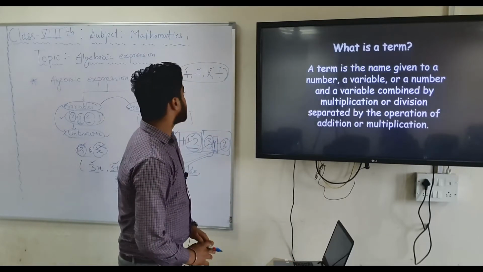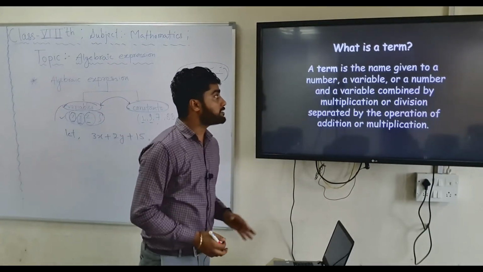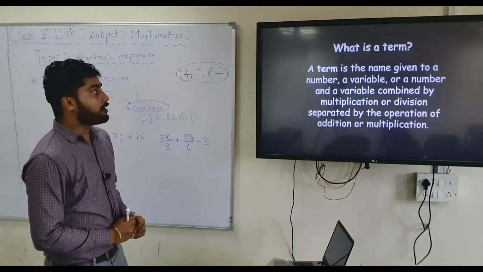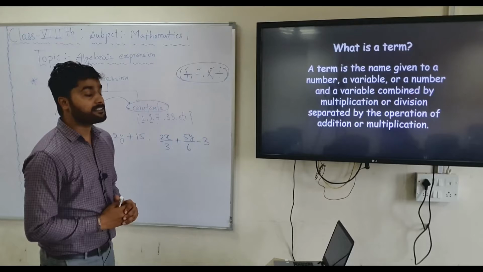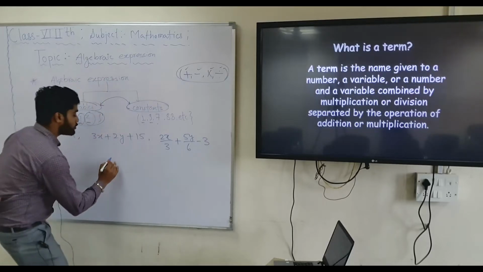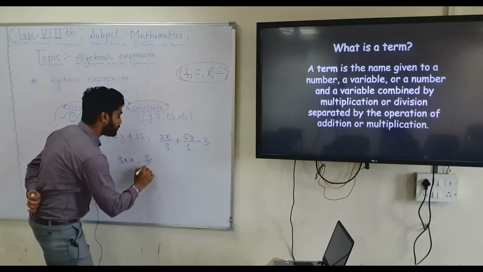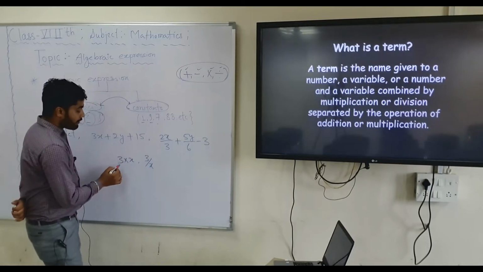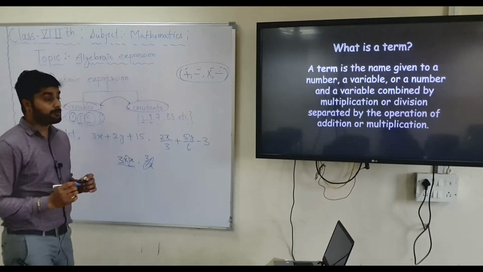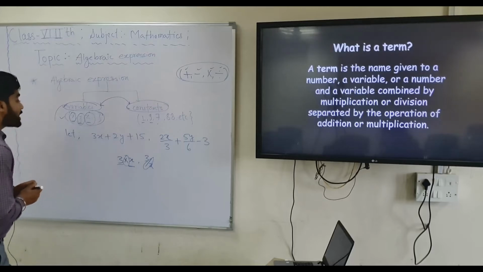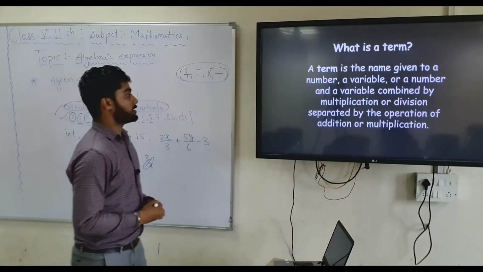Next, what is a term? Okay, now in the next slide we will learn about terms. So what is a term? A term is a name given to a number, a variable, or a number and a variable combined by multiplication or division. So suppose you have 3 into x or 3 upon x, because we have a constant and a variable combined by multiplication or division only, and terms are separated by the operations of addition or subtraction.